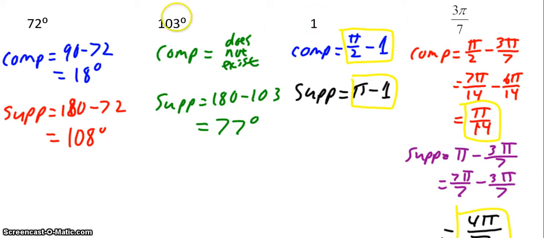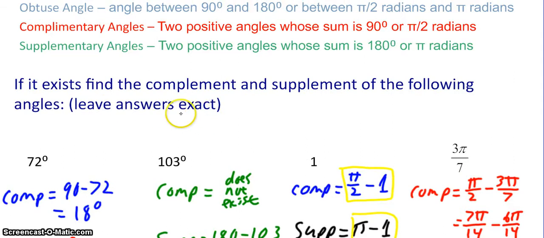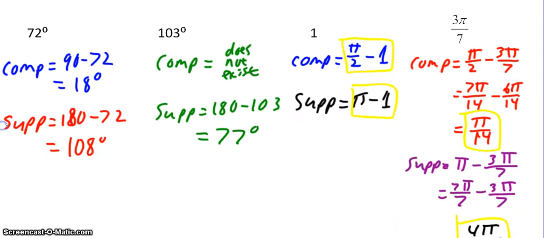Here, this is in radians because it does not have the degree symbol, that's how I know. So the complementary angle is going to be pi halves minus 1. I can't really simplify that at all. You could get a common denominator and make this pi minus 2 all over 2, but it's still in terms of pi. So you can just leave your answer like that. That's an exact answer. And remember, I said exact answers. If I said round to 3 decimal places, we can type this into our calculator. The supplementary angle would be pi minus 1. Again, there's not really anything you can do there, so just leave it as pi minus 1.